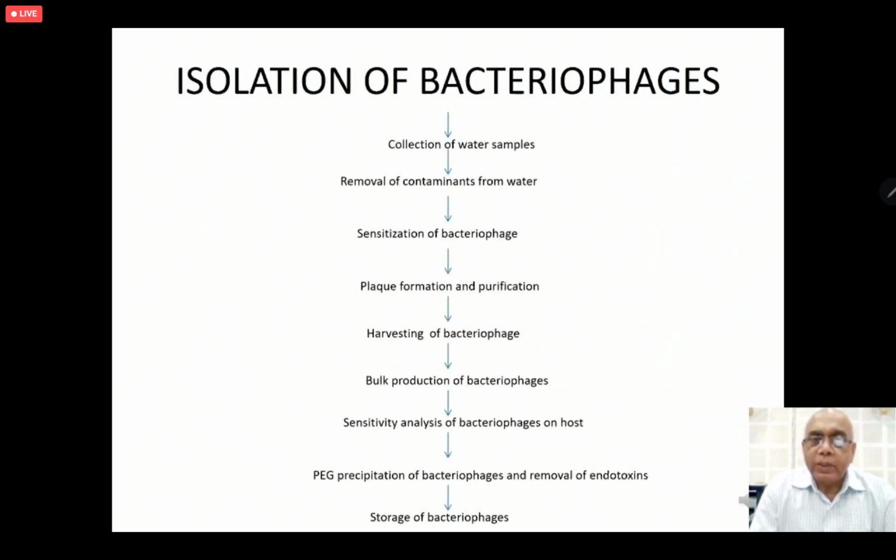Now, how do we isolate these bacteriophages? There are various steps involved in the isolation of phages, and this was carried out in the microbiology department by the microbiologist. So there is collection of water samples, removal of the contaminants, then sensitization of the bacteriophage, plaque formation, then harvesting of the bacteriophage, bulk production, sensitivity analysis, then polyethylene glycol precipitation to remove the endotoxins, and then final storage for future use.